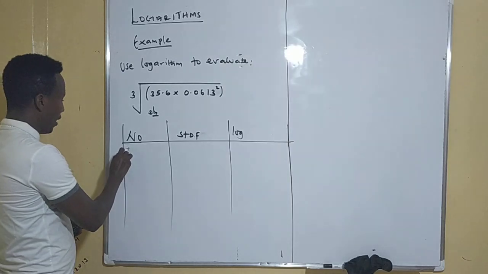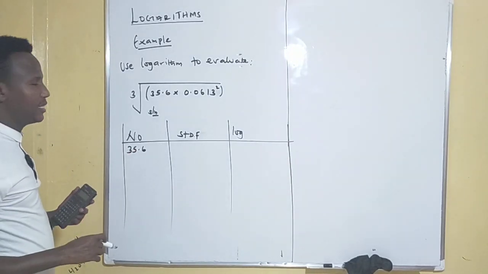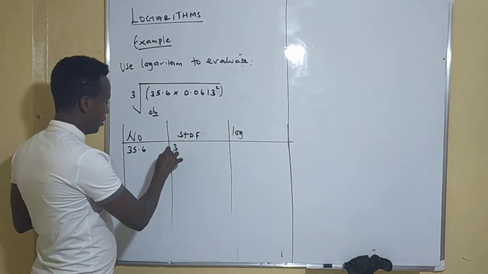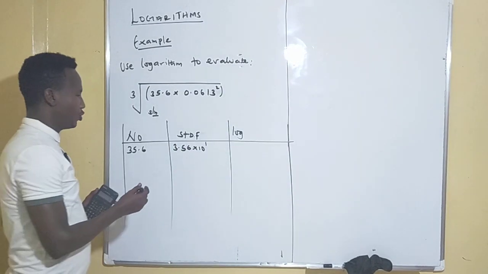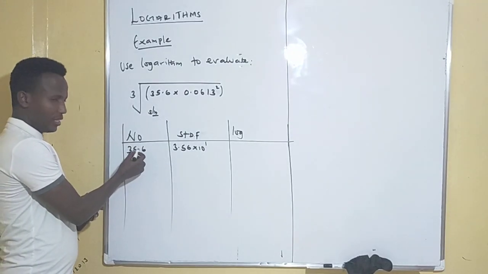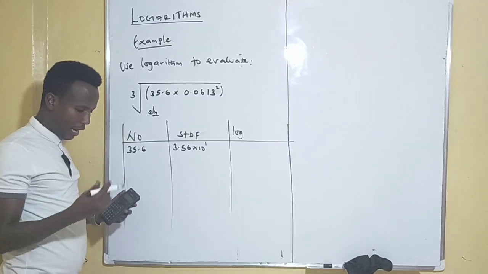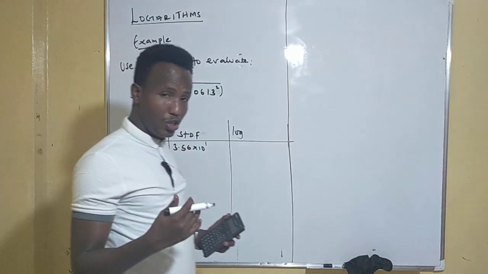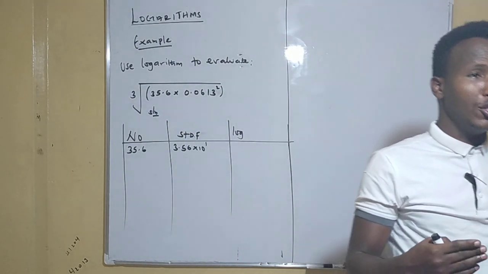We have 35.6. This number written in the standard form will be 3.56 × 10^1. Because when you want to write this number in the standard form, you're going to stand the decimal point, then move to the left. And for you to write a number in the standard form, there's a condition here. The condition is that one number must come before the decimal.